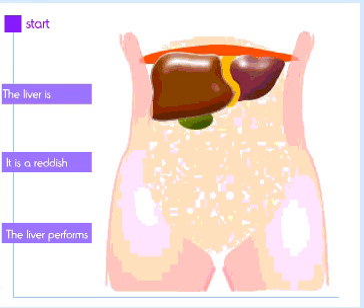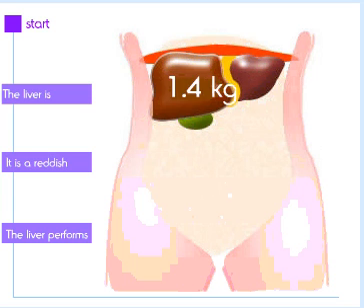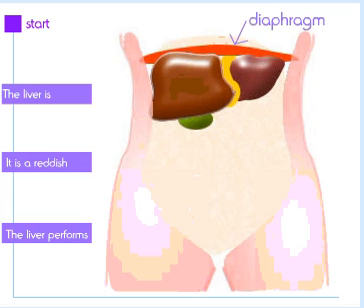The liver is the largest gland in the body, weighing about 1.4 kilograms in an adult. It is situated under the diaphragm in the upper abdominal cavity and is held in place by several ligaments. It is a reddish-brown colour and comprises 4 anatomical lobes.